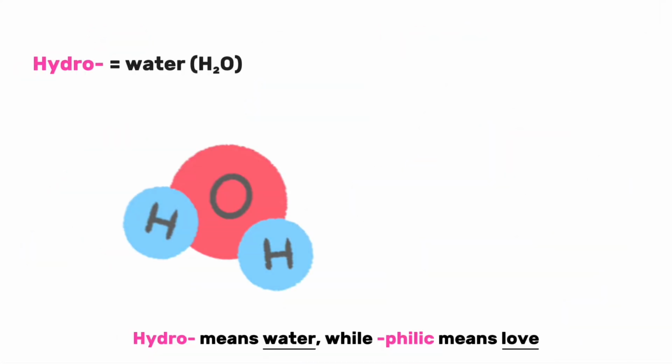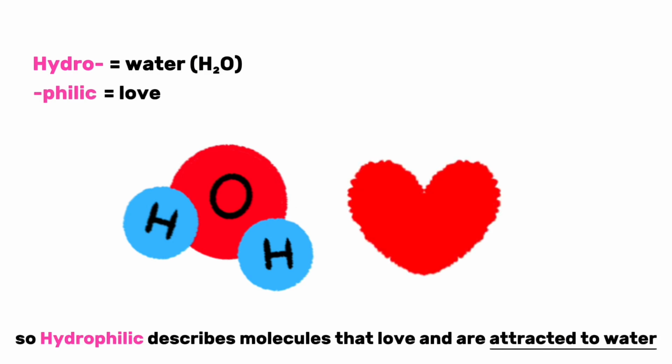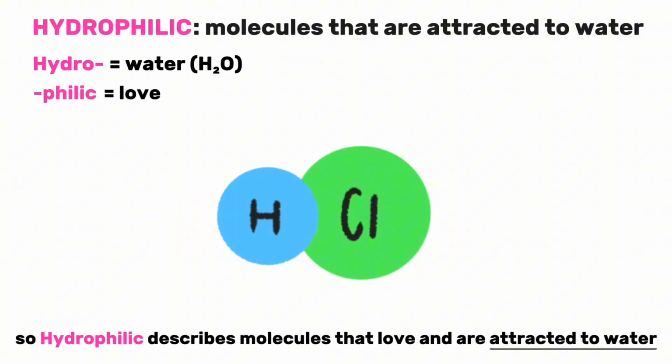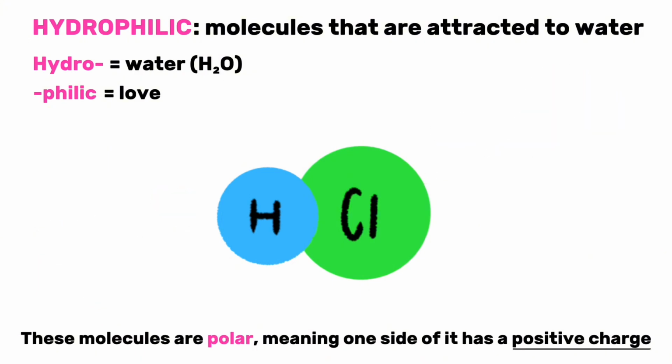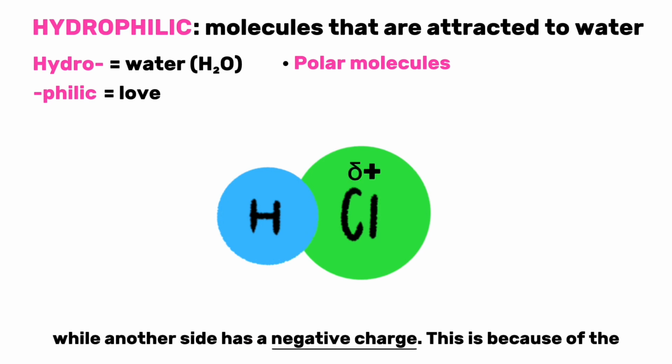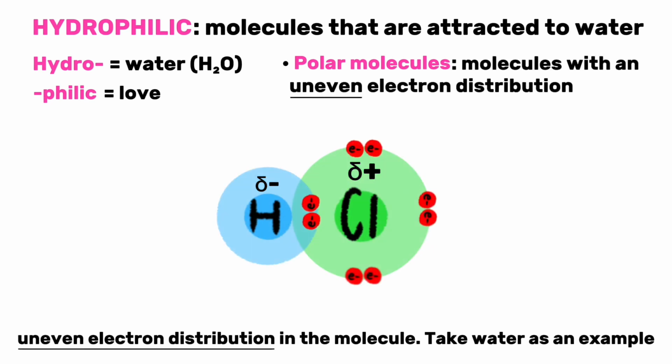Hydro means water, while philic means love. So hydrophilic describes molecules that love and are attracted to water. These molecules are polar, meaning one side of it has a positive charge, while another side has a negative charge. This is because of the uneven electron distribution in the molecule.